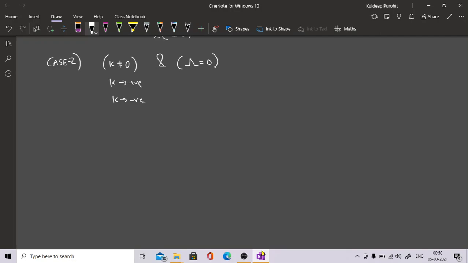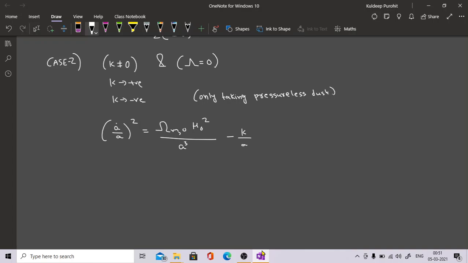So first of all, we will write the Friedmann equation. So a dot by a square is equal to omega m0. We know that we are only taking pressureless dust. So we will have H0 square. I am directly writing in terms of density parameter. Okay, so there will be a cube term. The lambda term will be equal to 0, but the k term will be there. So it is k by a square.